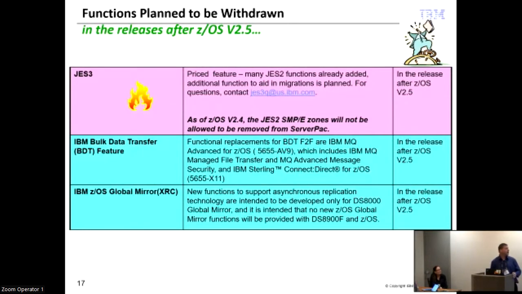Okay, another fire item. This is to be withdrawn after release z/OS 2.5, and that's the removal of JES3. Lots of work has been done in JES2 to get the equivalent functions available for you from JES3. Also starting in 2.4, the JES2 SMP/E zone will no longer be able to be removed from your server pack.